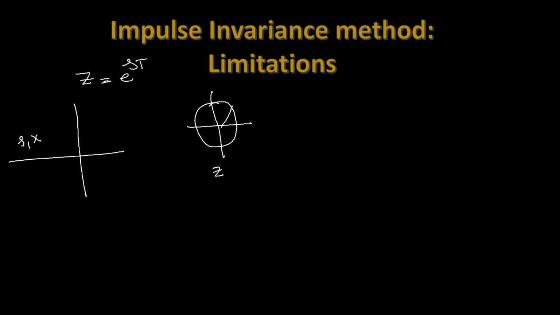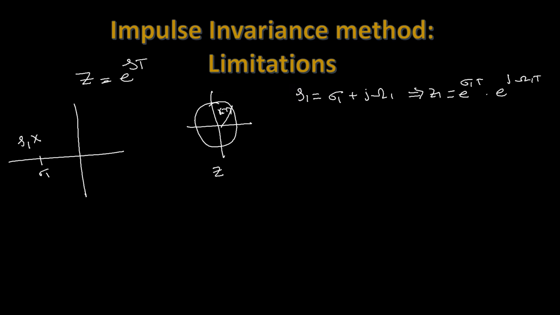Let us take a unit circle, r equal to 1. Suppose S1 is sigma 1 plus j omega 1. What is the corresponding Z1, the location in the Z plane? You know that sigma 1 is negative, so definitely this pole lies inside the unit circle, right? So S1 is sigma 1 plus j omega 1. Then what is Z1? It is e power sigma 1 t into e power j omega 1 t, right?